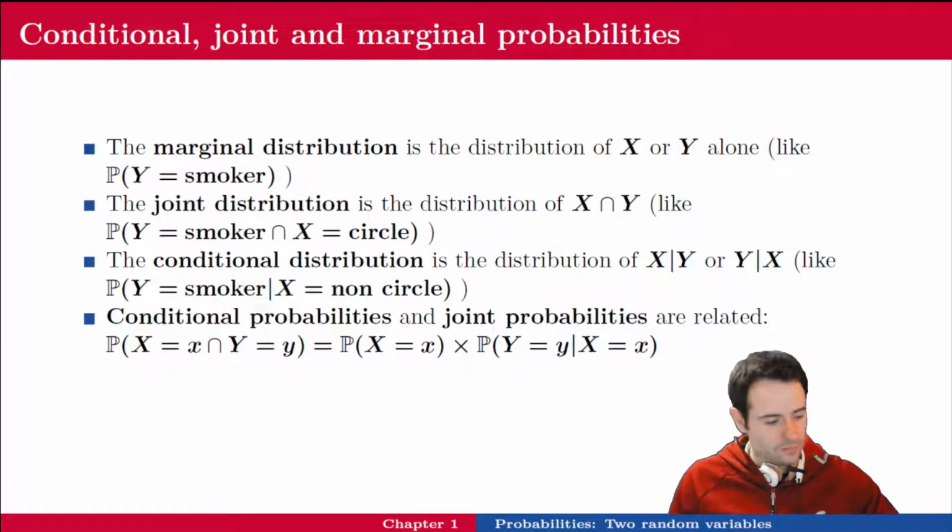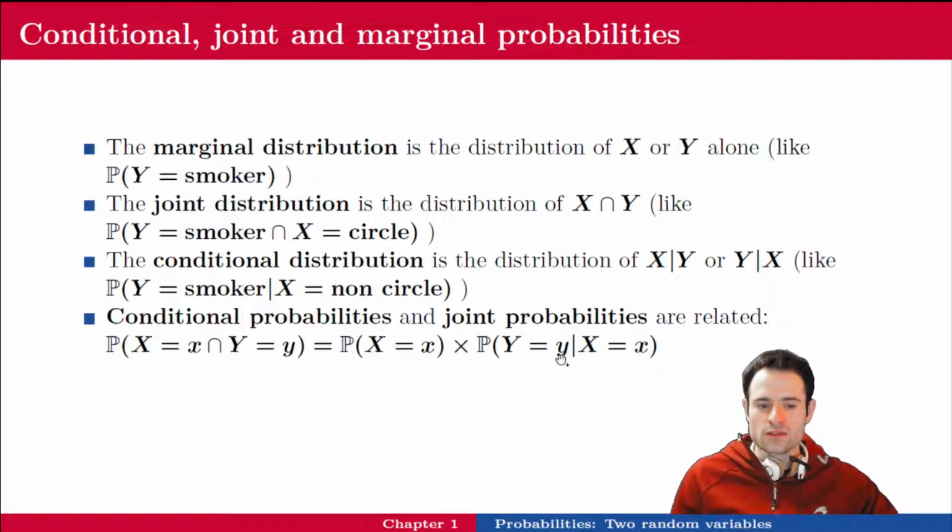Now, it turns out that conditional probabilities and joint probabilities are related. The probability that x is equal to a certain number and at the same time y is equal to a certain number is the probability that x is equal to x, that's a marginal probability, times a conditional probability.